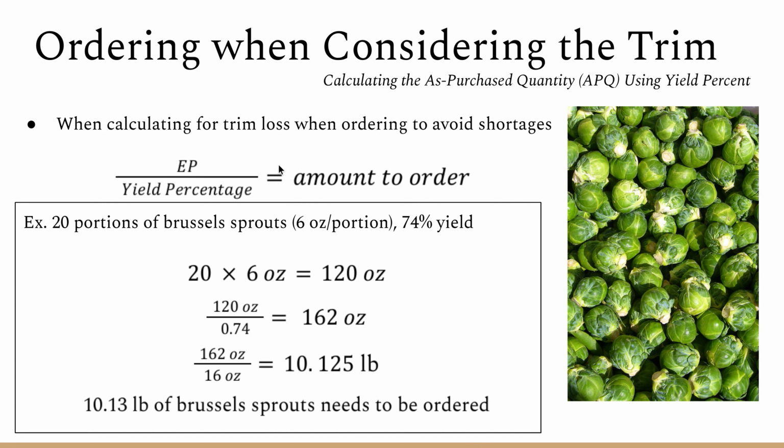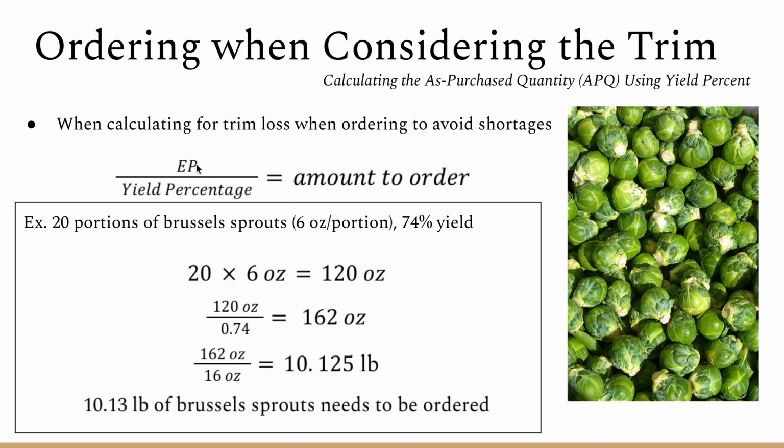The equation that we use here is our EP weight divided by our yield percentage, and that is the amount to order. To figure out my EP weight, I know that I need 20 portions of 6 ounces of Brussels sprouts. So 20 times 6 is 120. I need 120 ounces of edible Brussels sprouts, not the untrimmed, not how they are pictured here. I need them to be processed and ready to eat.